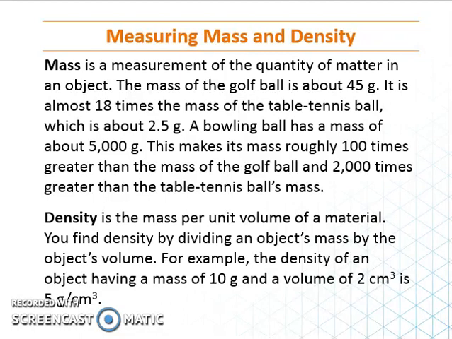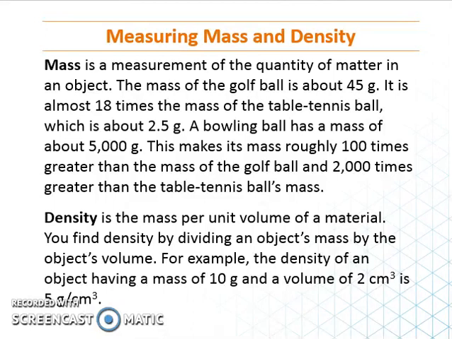Mass is a measurement of the quantity of matter in an object. The mass of the golf ball is about 45 grams. It is almost 18 times the mass of the table tennis ball, which is about 2.5 grams. A bowling ball has a mass of about 5,000 grams. This makes its mass roughly 100 times greater than the mass of the golf ball and 2,000 times greater than that of a table tennis ball's mass.